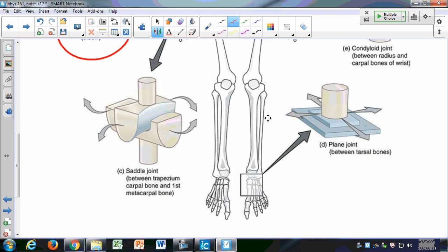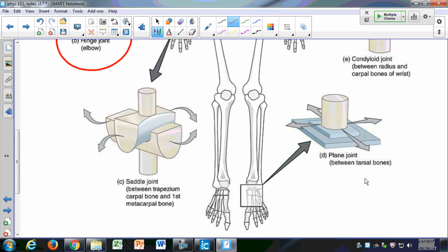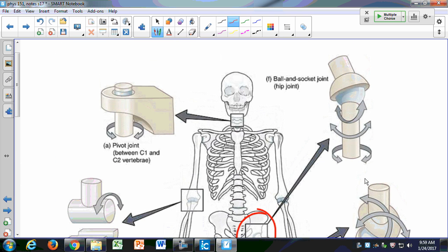Let's see, we'll talk about some of these different motions, like the sliding motion that we have, say, in the foot bones, and also the rotational motion like we have in the neck with the pivot, as you can move your head from side to side. So you'll need to know those three different types of motion: that hinge motion, the sliding motion, which will come up soon in your notes, and then also the rotational motion like this.